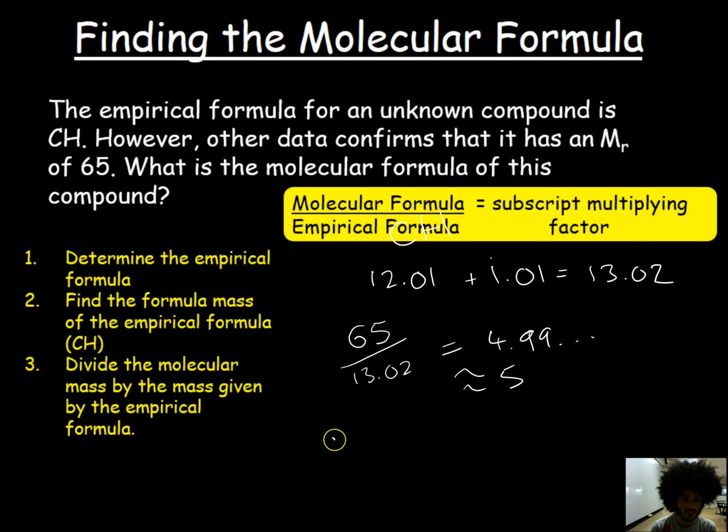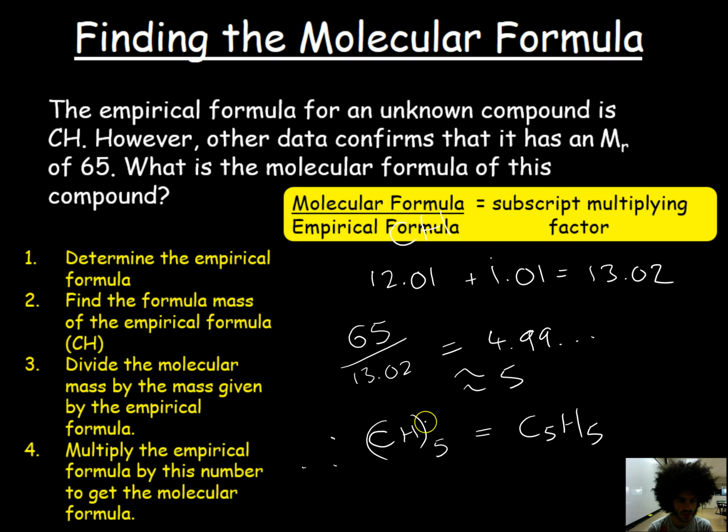Therefore, my molecular formula is going to be CH in brackets times 5, which equals C5H5. It's as simple as that. If you follow these steps, you can't go wrong. And I've just done that final step here. That's step 4.